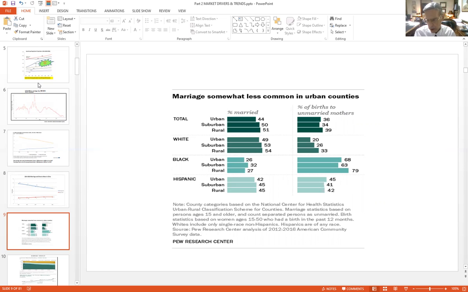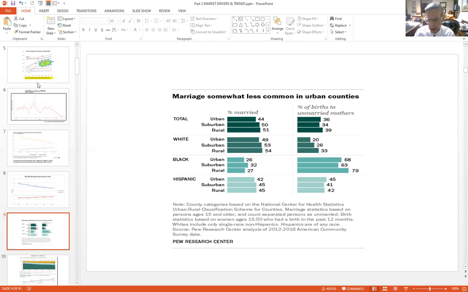And similarly, the percent of births that occur to unmarried mothers, children out of wedlock, if you will, is highest among the African American community, and lowest among the Caucasian community, and in the middle of those two is the Hispanic community.